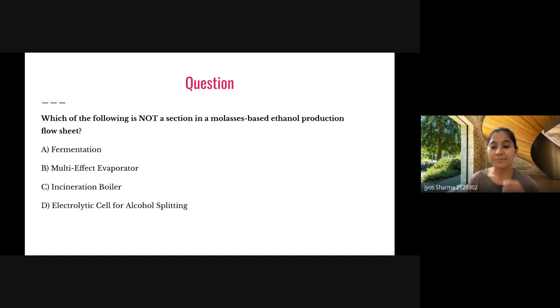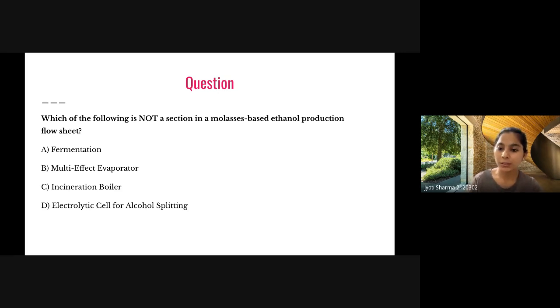Okay, now we have some terminology that is very much related to distilleries only. Which of the following is not a section in molasses based ethanol production flow sheet? So, if we want to produce ethanol from molasses, what steps we have to follow will come under this flow sheet. So: fermentation, multi-effect evaporator, incinerator boiler, electrolytic cell for alcohol splitting.